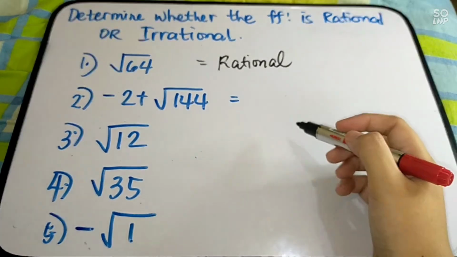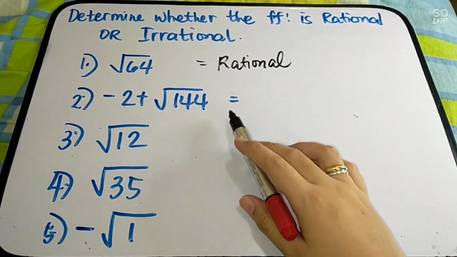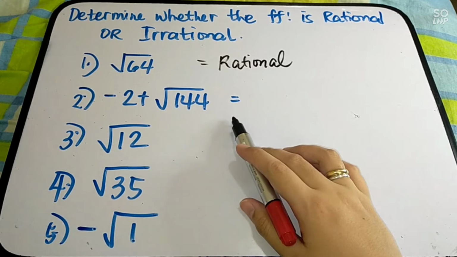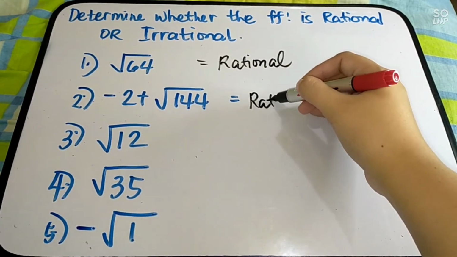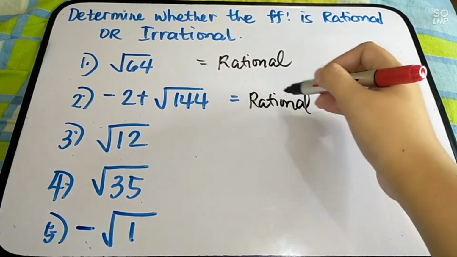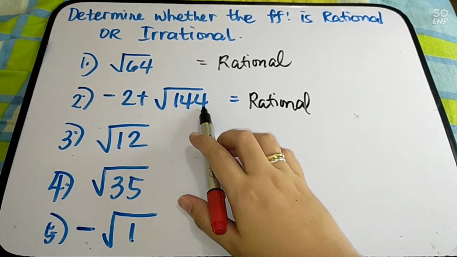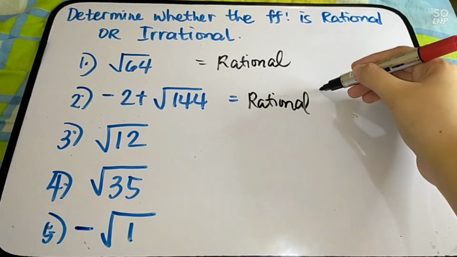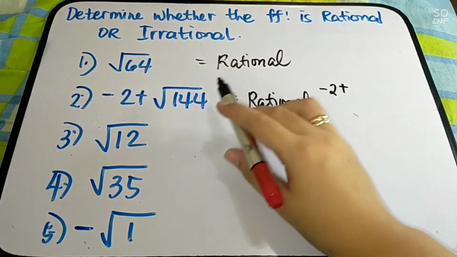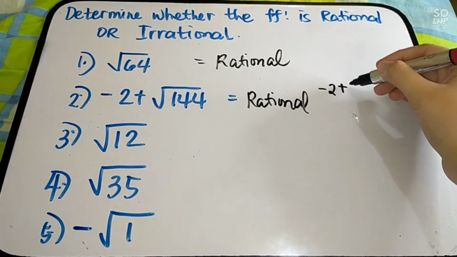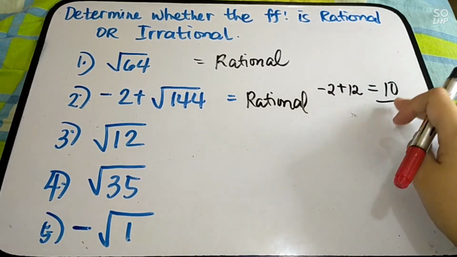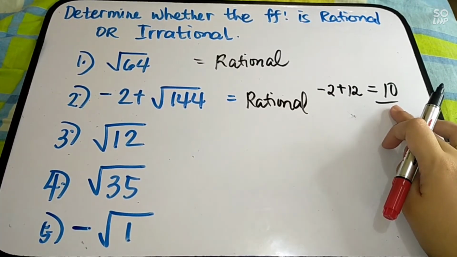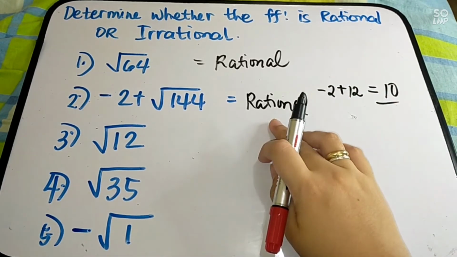How about number 2? Negative 2 plus square root of 144. Rational or irrational? So, this one is also rational. Why rational? If you compute this one, see 144 is a perfect square. So, you have your negative 2 plus square root of 144, the answer is 12. Ang sagot natin is 10. So, which is, meron tayong whole number na answer, therefore, it is rational.